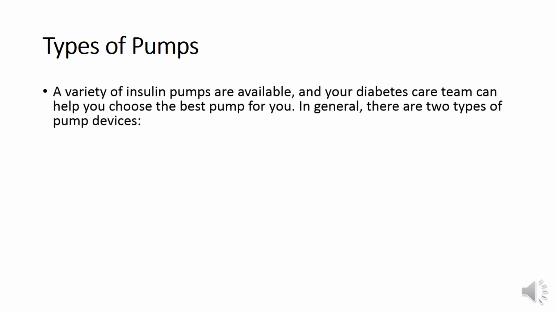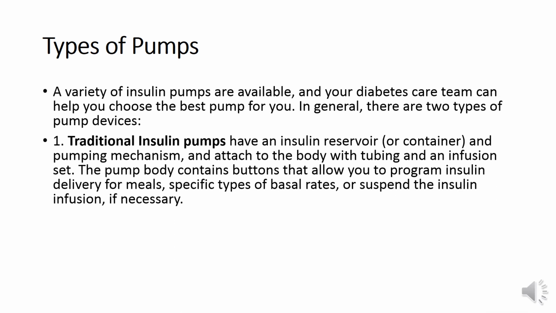Now we are going to discuss the types of pumps. Based on the insulin pump, we have different types. The first one is the traditional insulin pump. In this type, the pumping mechanism is attached to the body with tubing and the infusion set. The pump body contains buttons that allow programmed insulin delivery for meals. So this is the traditional insulin pump.